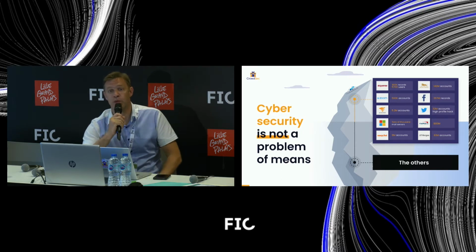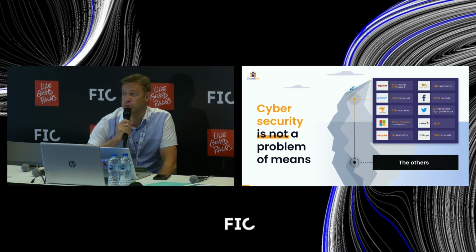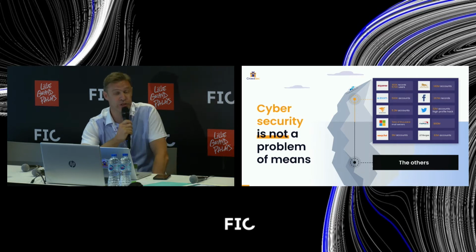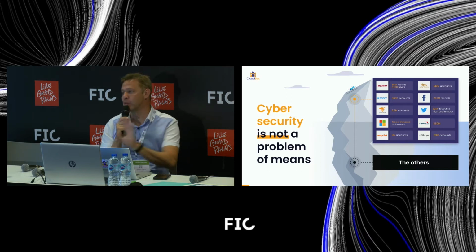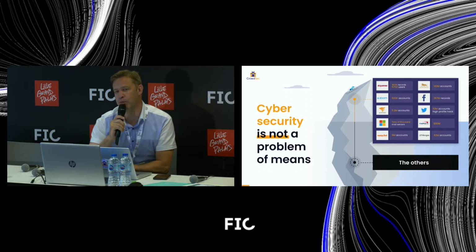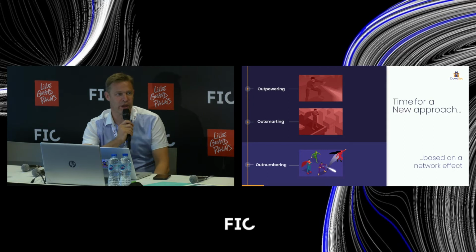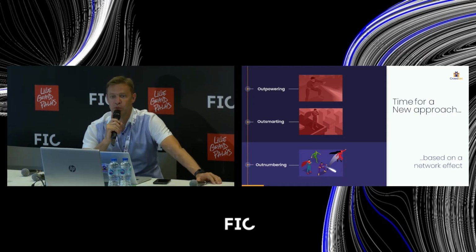JP Morgan has a budget of $800 million. It's an annual budget of 800 million. It's the GDP of Afghanistan, and they were attacked. And so the amount of money you put on the table won't necessarily protect you. So that's why we think that we need a new approach. And I will slowly explain why we have such a broad network.